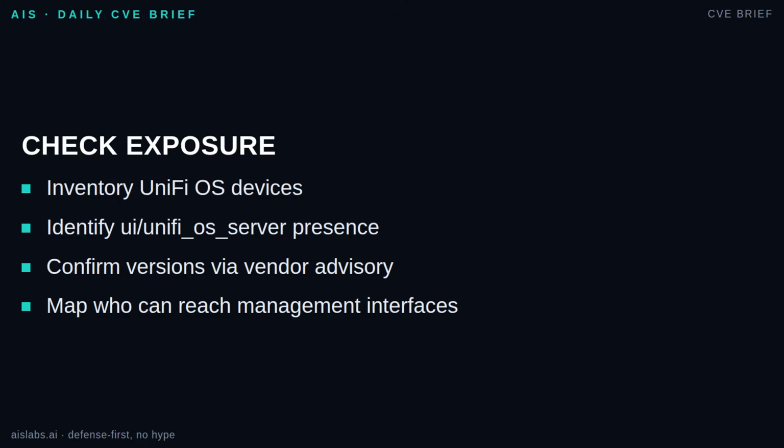Next, map network reachability. Ask whether the management interface or related service is reachable from the internet, from guest or user VLANs, from unmanaged endpoints, from VPN pools, or from third-party network paths. Even if a device is patched, that reachability review is valuable. For a network reachable access control flaw, exposure is not only about version, it is also about who can connect to the service in the first place.